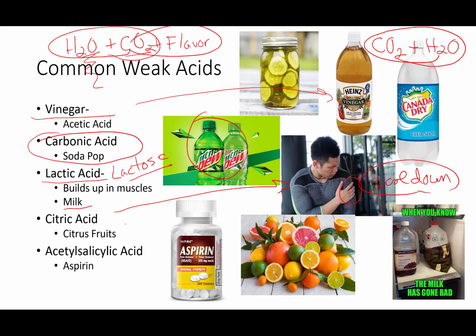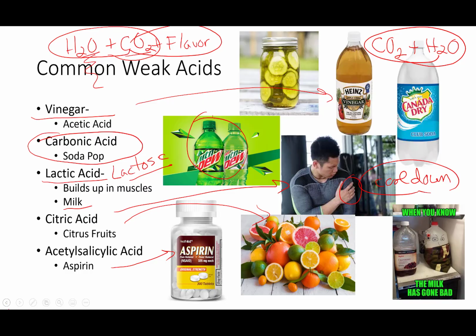Citric acid is in citrus fruits, apples, oranges, pineapple, lemons, things like that. If you want to be all nerdy, if you have a headache, you don't say, I want an aspirin. You say, I am going to go take some acetylsalicylic acid. Okay, can you say that with me one more time? Acetylsalicylic acid. It's fun to say, isn't it? That is the fancy name for aspirin. So those are some common weak acids, the sort of thing you are going to find around your home.